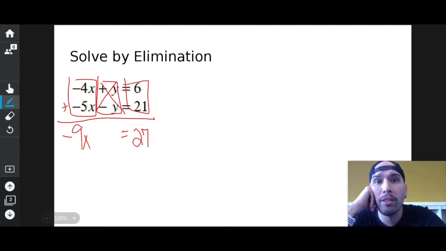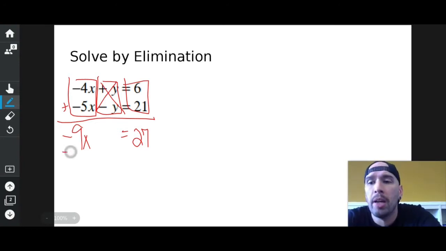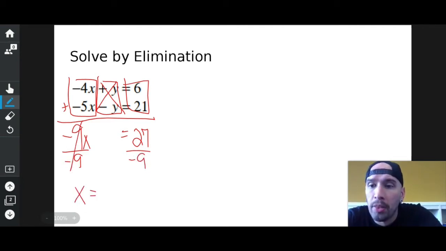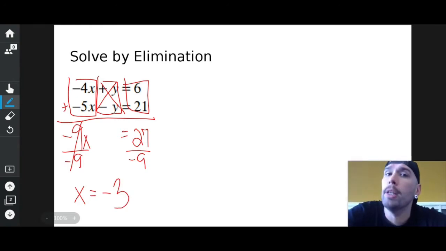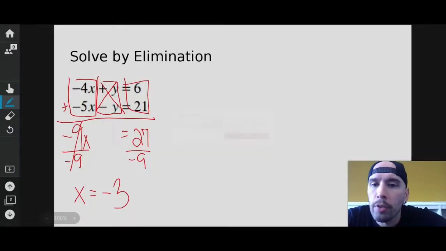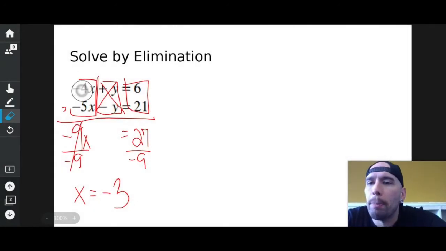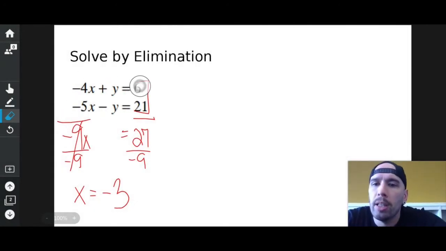Now x is all by itself and y is gone. How can I solve for x? Divide both sides by -9. And those of you with profoundly good memories might remember that the answer had x equals -3. I made this all super sloppy, so let me erase things.